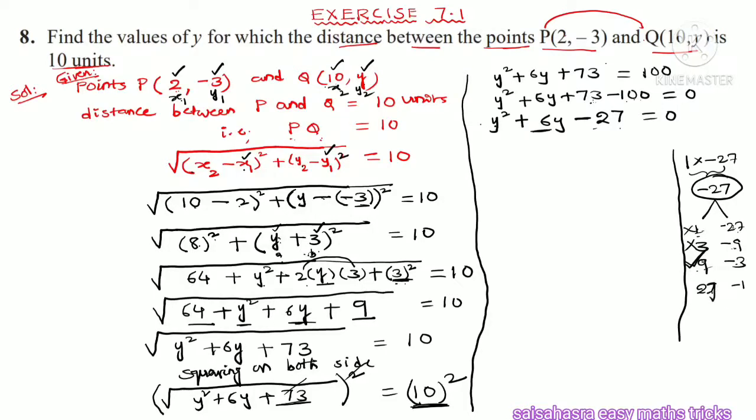Anyway, we will check one more pair. 27 minus 1 is 26, but we want plus 6. So this pair will give 9 minus 3. This method is called factorization or splitting the middle term.